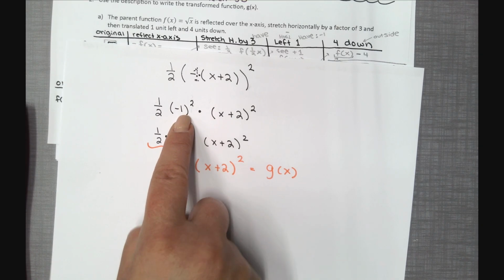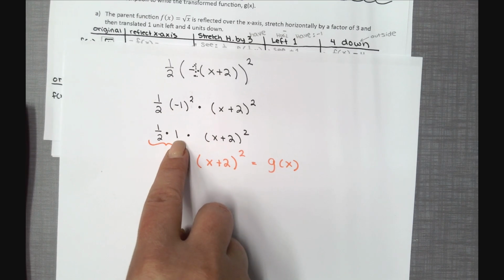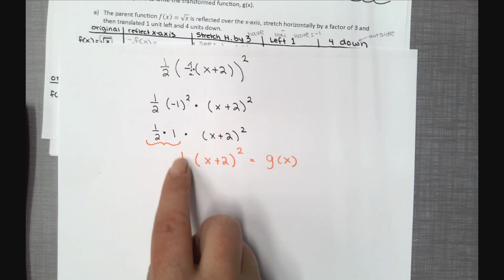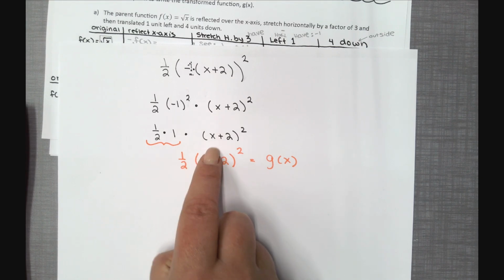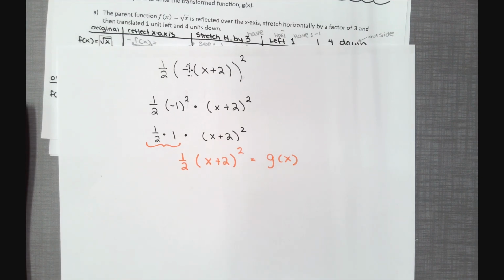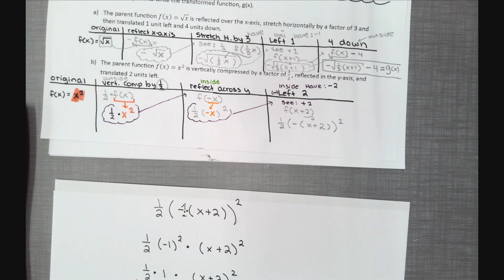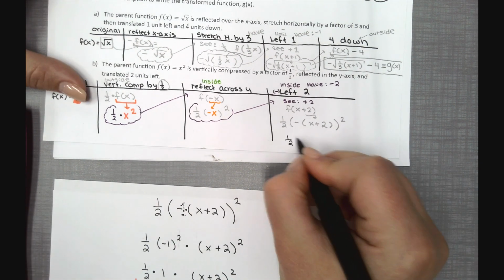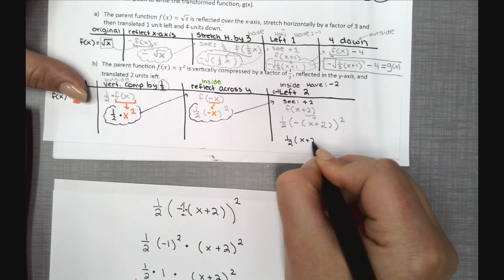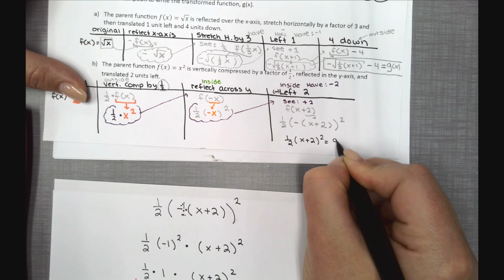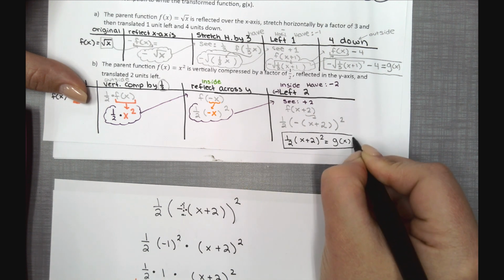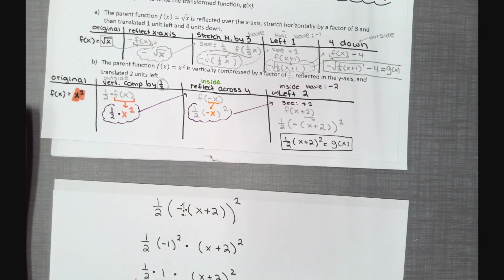Next, I typed into my calculator negative 1 in parentheses squared. This gives me a positive 1. 1/2 times 1 is 1/2. This we cannot simplify. This gets brought down. So for question number 2b, our simplified version is 1/2, open, x plus 2, close it, squared, is equal to g of x. Okay, moving on.